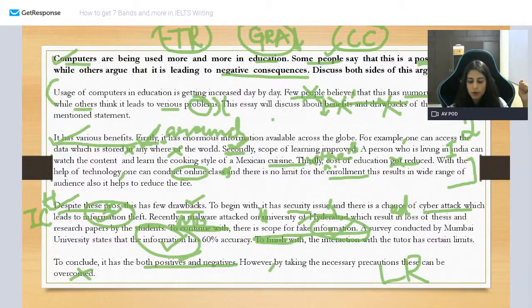Mariam is asking if my word count is less than the required by 10 words, would I lose marks? Yes, you would lose marks even if it's one word lesser than 250 words. So you have to write more than or at least the minimum requirement.